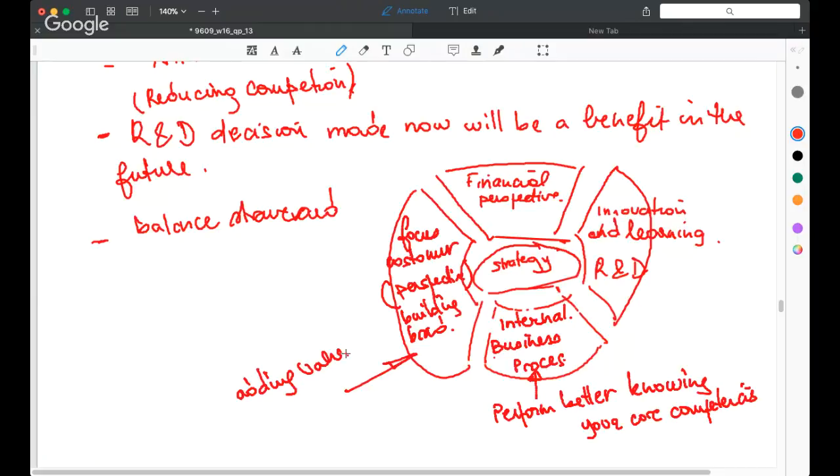So the perceptive answer will recognize the need for an integrated set of performance measures. This is the balanced scorecard approach, and then the non-financial measures are themselves not without limitation. Okay.